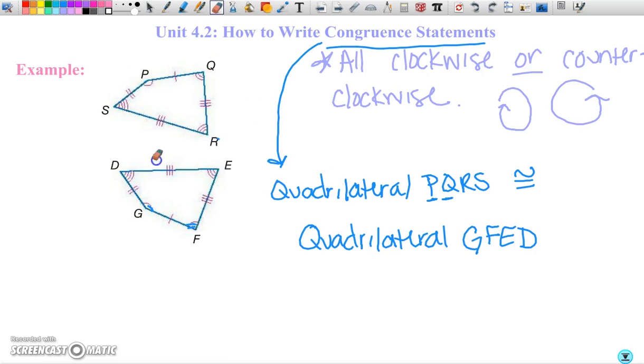And then you'll notice as well that if you're looking at the letters PQ, the side length here is the same as GF, the side length here. And then QR, which is your middle 2 right here, should be the same as FE because they're in the same position, and it is because they each have the 3 marks. So that's how that works.